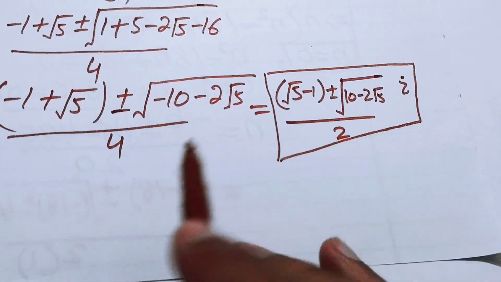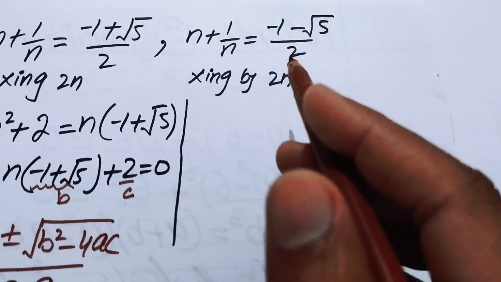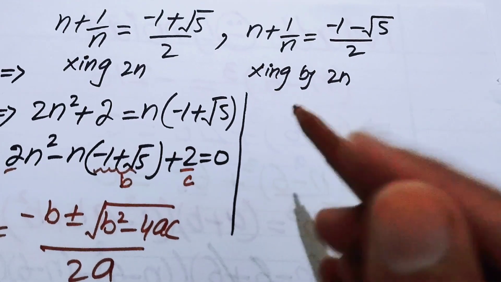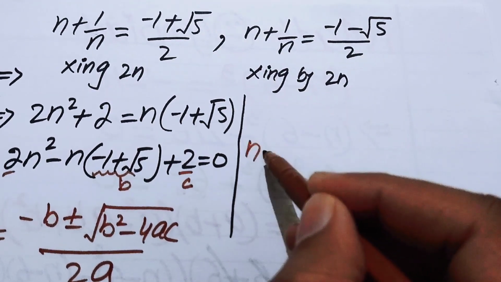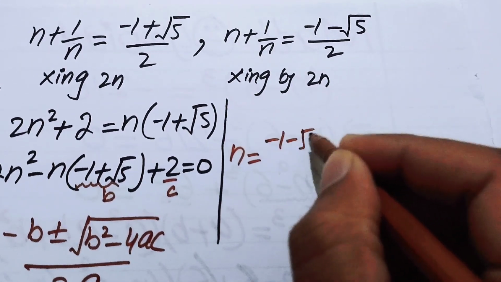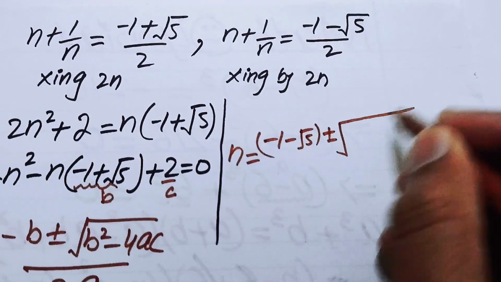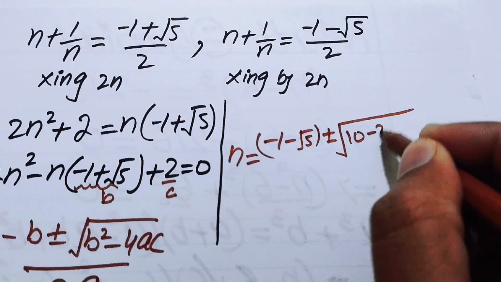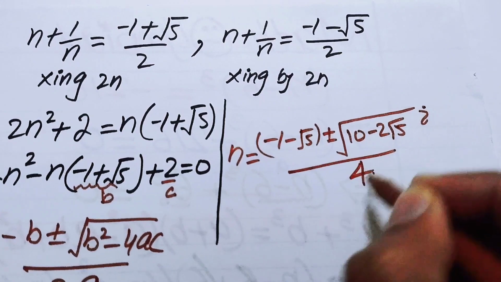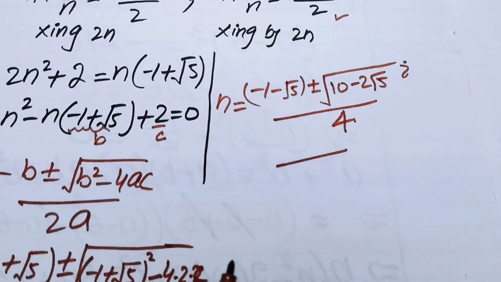Similarly in the second case you will get the value here. So here this is our second case, and you can solve it in similar ways and you will get the value of n in this case as n equals minus 1 minus square root of 5, plus or minus square root of 10 minus 2 times square root of 5, times iota, over 4. So this is the value in this case, and these are the 4 roots of the given equation.